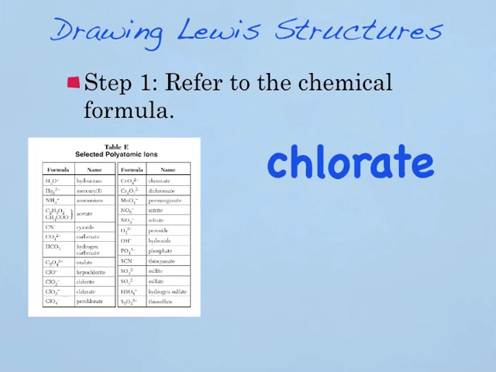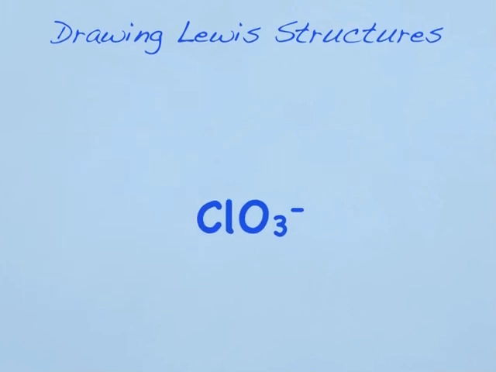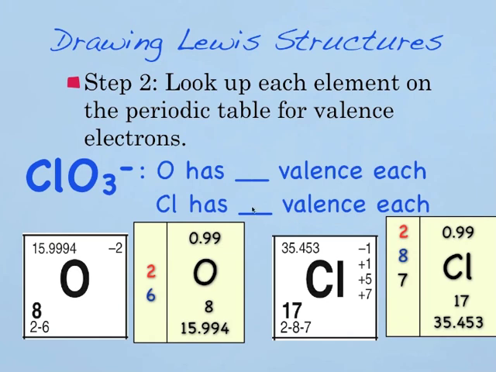Step 1 is to refer to the chemical formula. So chlorate is given on this chemical reference table, called selected polyatomic ions, and it is down here. ClO3- is chlorate. The 3 is a subscript to let us know that there are 3 oxygens in here, 1 chlorine atom in this group, and all together they carry an extra negative charge. So there's 1 extra electron than there needs to be. Let's take that information to the next step.